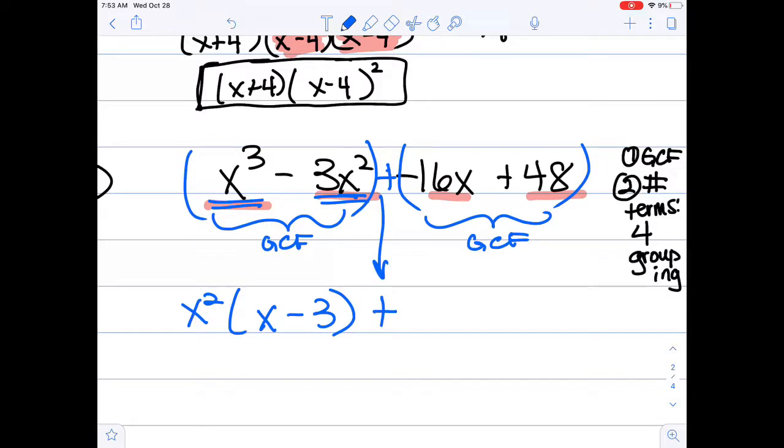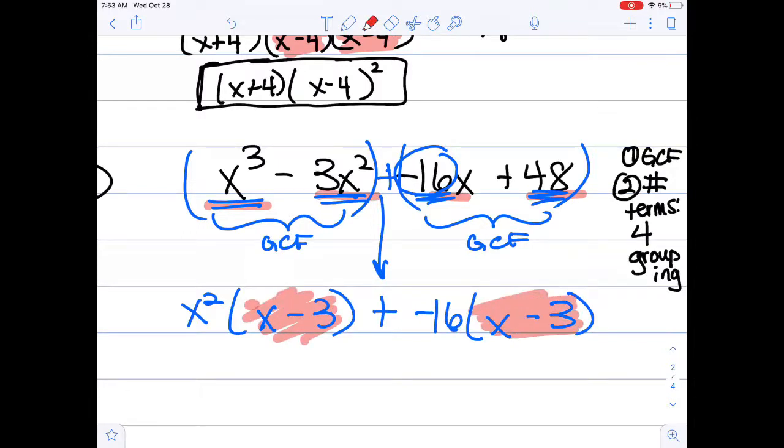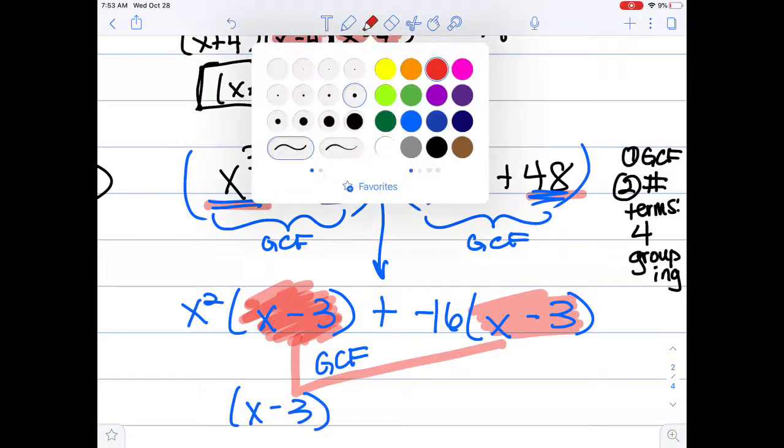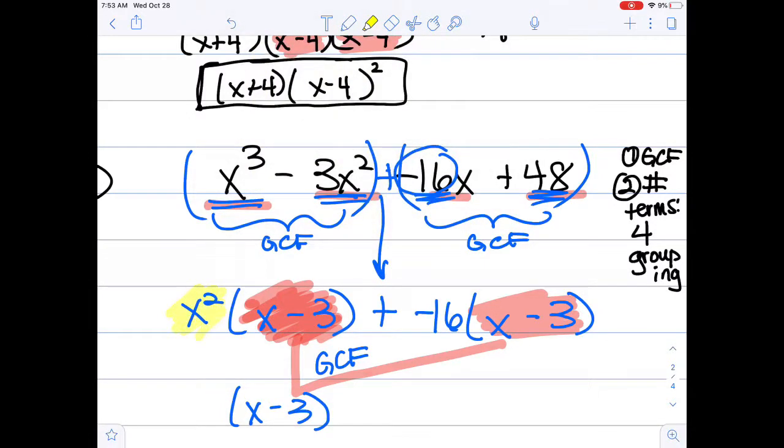Bring down this plus sign. And the GCF here is actually this negative 16 we're going to pull out. And we end up with x minus 48 divided by negative 16, which is actually negative 3. Now look at that. Aren't we excited? Congratulations, it's twins, right? That's what we're hoping to see. So this gets pulled out as its GCF of both the left and the right-hand side. And then what we're left with is x squared plus negative 16. And that's going to go right here.